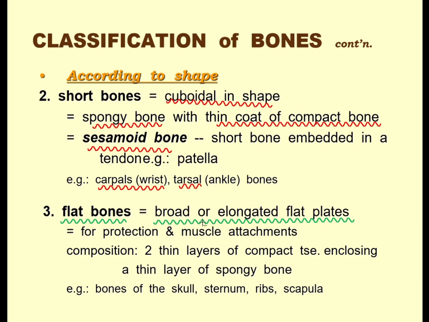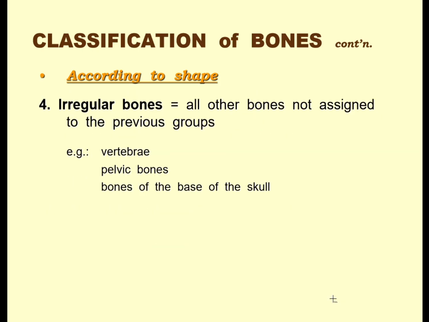Why are they elongated flat plates? Because of protection and muscle attachment. They are composed of two thin layers of compact bone enclosing a thin layer of spongy bone. For example, the bones of the skull, sternum, ribs, and scapula are flat bones.